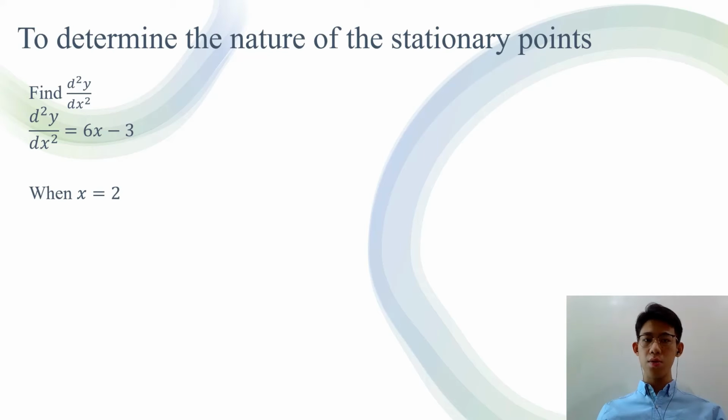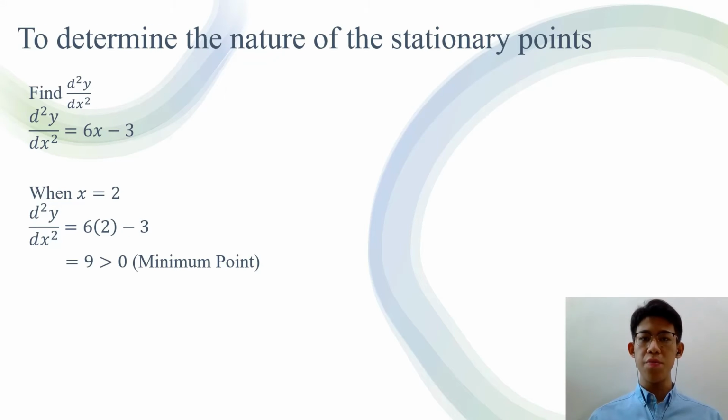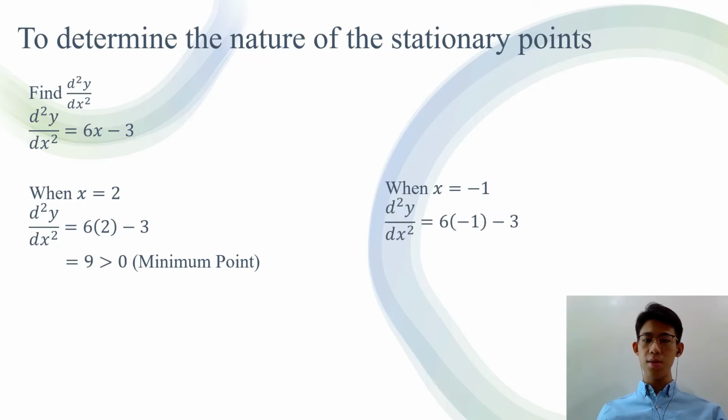So, when x equals 2, d squared y over dx squared gives the answer of 9, which is greater than 0, and it will become the minimum point for the curve. And when x equals -1, d squared y over dx squared gives -9, which is smaller than 0, and it will become the maximum point for the curve.